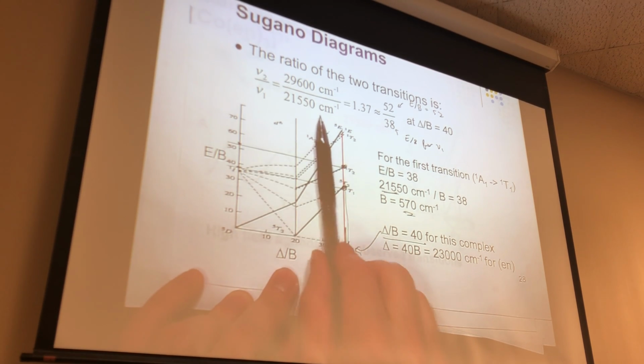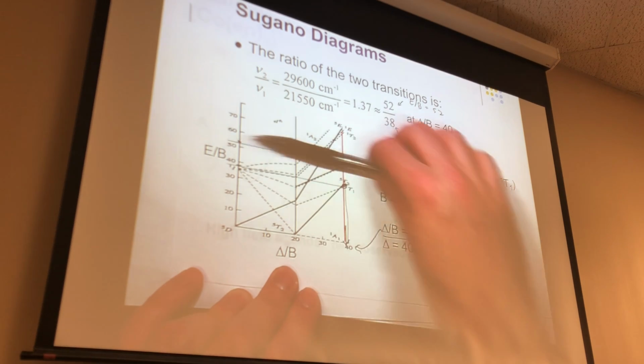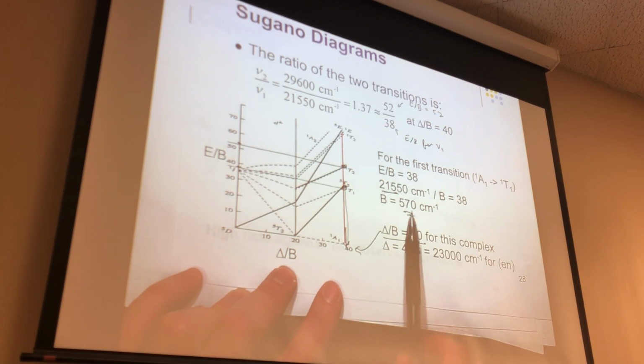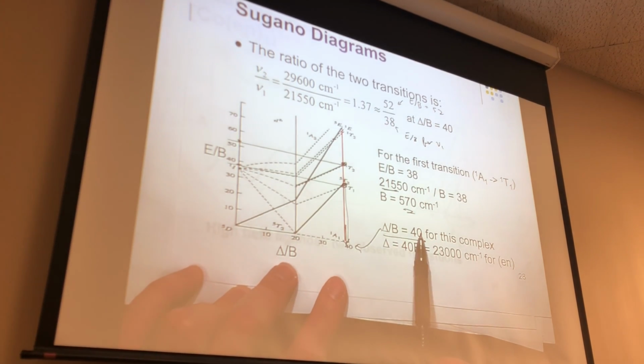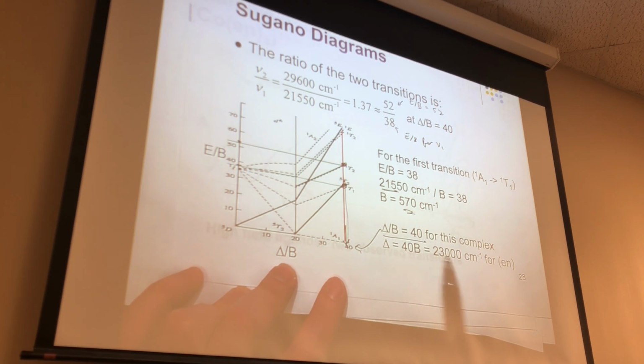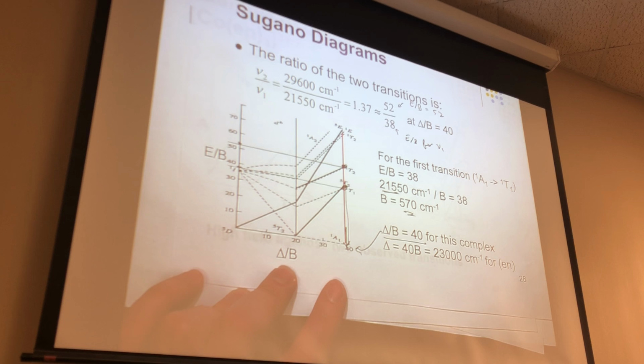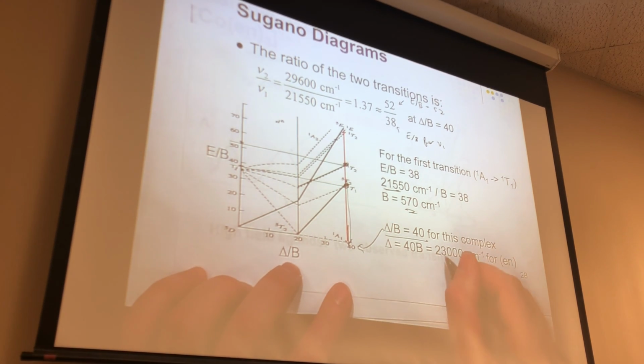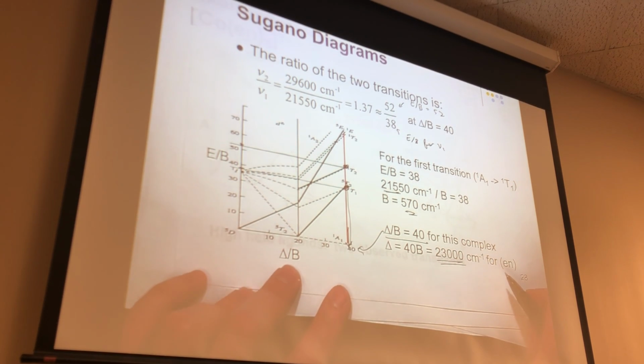That was where our ratio fits best, and that's how we read across, and we also read down. So we know what B is, so we multiply B by 40, and we get 40B, which is 40 times 570, which is about 23,000. So 23,000 inverse centimeters is the octahedral field strength.